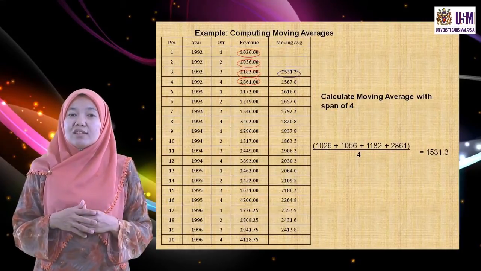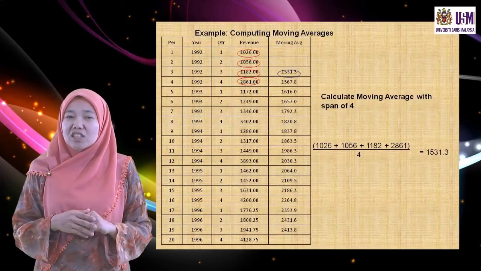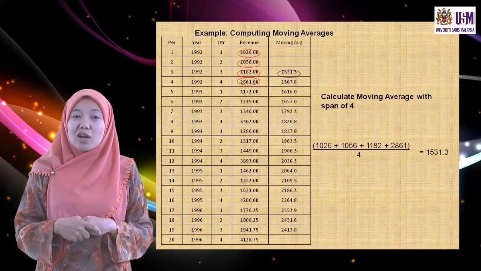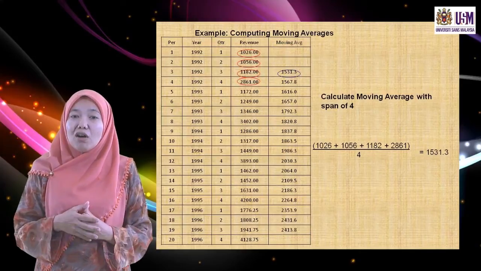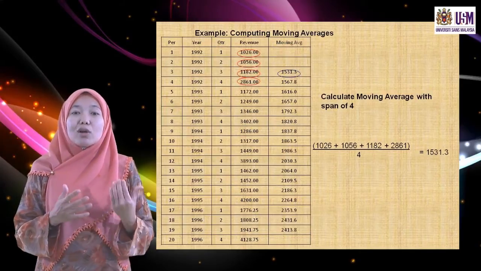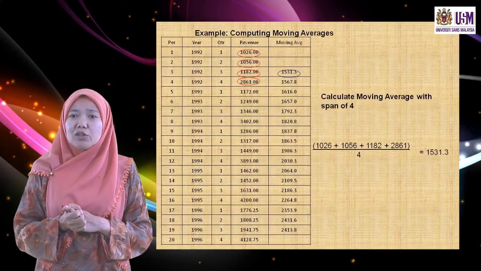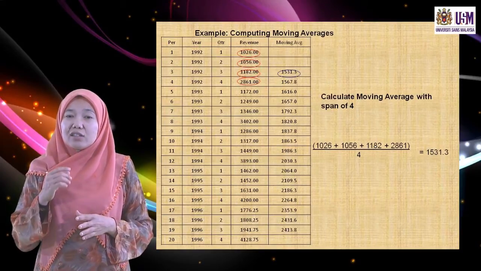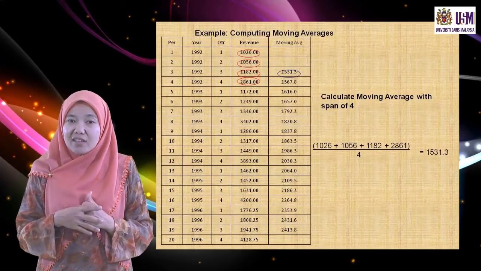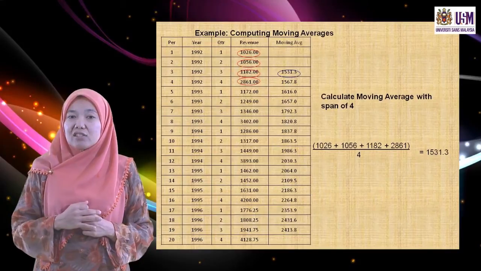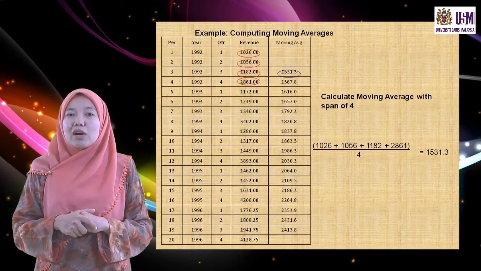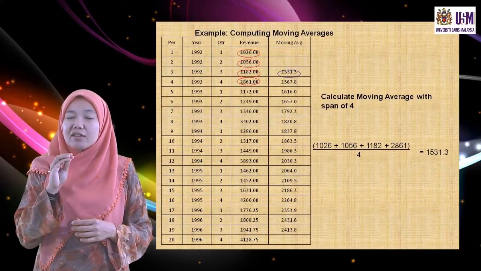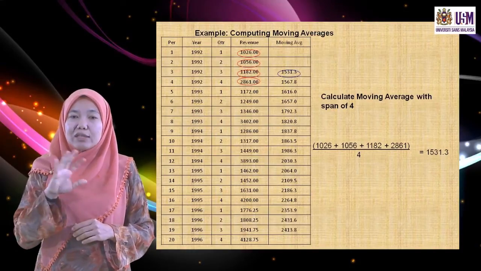So what you need to do now is add the first four observations, 1026 plus 1056 plus 1182 as well as 2861. Add these four observations and divide by four, and you should be able to get a new average of 1531.3. So bear in mind, this 1531.3 does not actually fall on the period 3 line. It's actually in between period 2 and period 3, but it's not so nice if I were to put it right on the line, it's difficult to do in tables as well. So bear in mind, this is not yet centered, so we leave that for the time being.